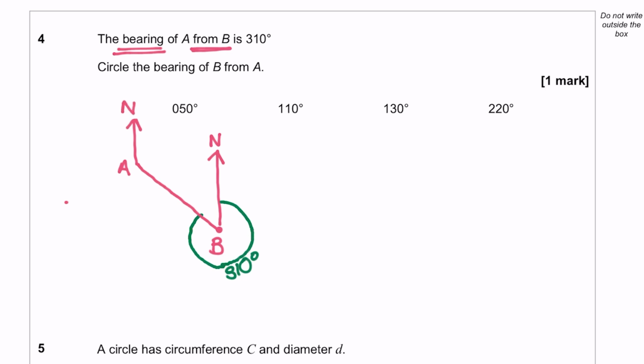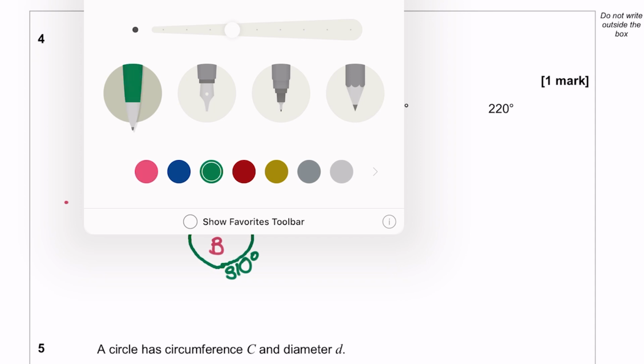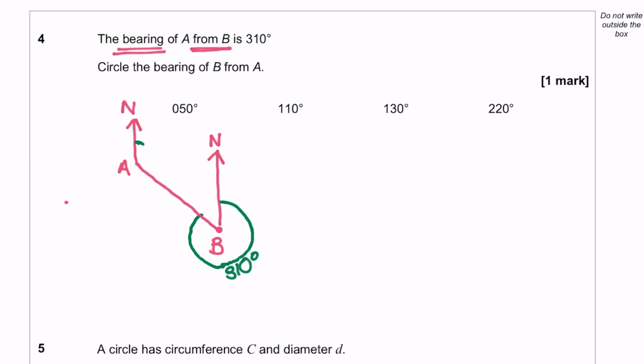But the question says, circle the bearing of B from A. So what it wants to find out is that if I am starting at A, I want to go clockwise until I hit the line that joins with B. So that's the angle that I want. Let's think about it. We know angles in a circle add up to 360. Therefore, this angle here must be 50, so you've got 360 minus 310. We also know that when we've got parallel lines, these two angles are what we call corresponding angles, so they add up to 180. So 180 minus 50 is 130. Therefore, our bearing must be 130 degrees.